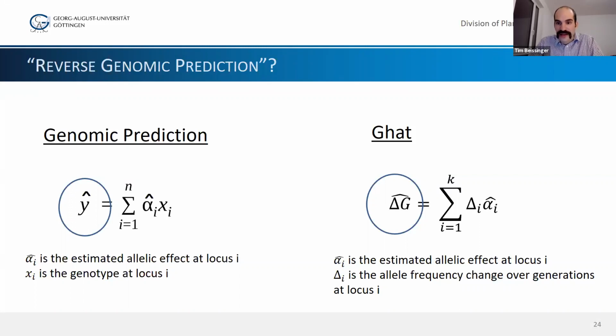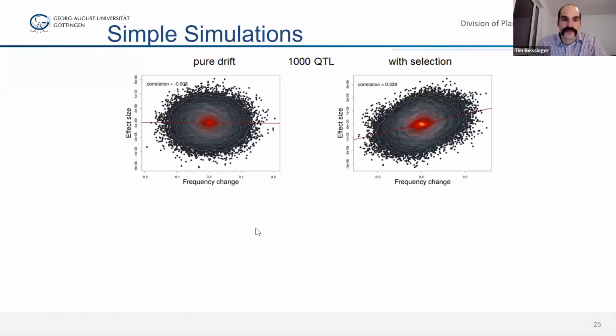So let's look at how this Ghat statistic works and if it does a good job. Here I have a simulation of pure genetic drift on the left. I don't even remember the parameters of this simulation, but I think we had a trait with a 50% heritability and a trait that's controlled by 1,000 QTL. And I think there were 20 generations of either drift or 20 generations of selection.